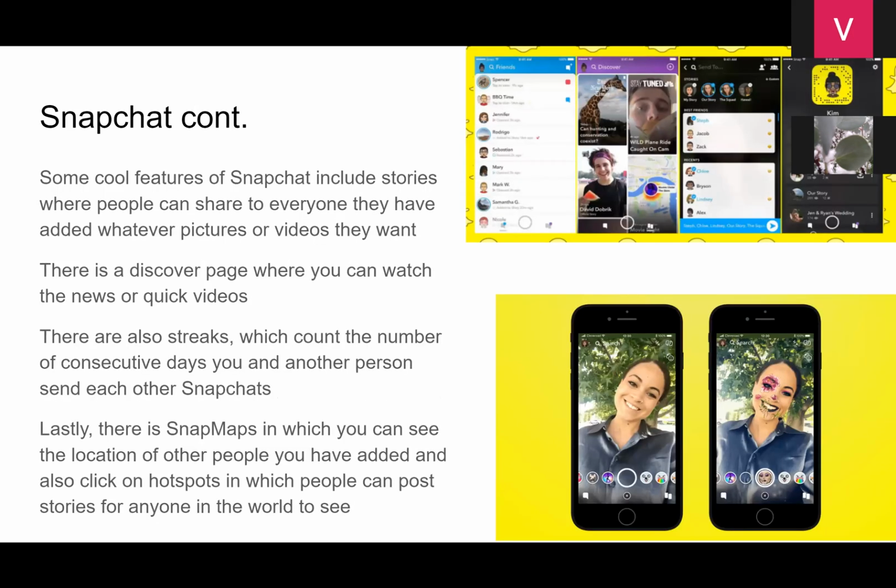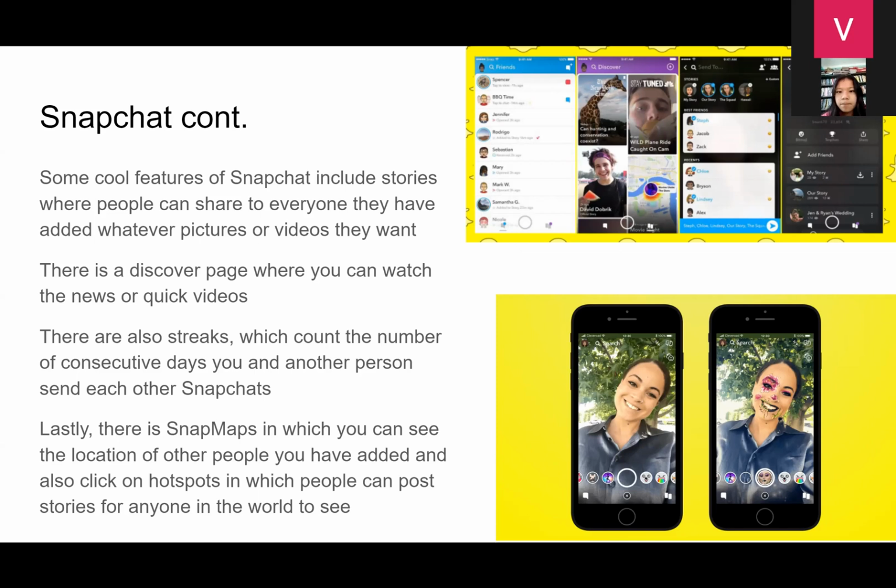Some cool features of Snapchat include stories, where people can share to everyone what they have added to whatever pictures or videos they want. There's also a discover page where you can watch the news or quick videos. And there are also streaks, which count the number of consecutive days you and another person send each other Snapchats. There's also Snap Maps, where you can see the location of other people you have added, and also click on hotspots in which people can post stories for anyone in the world to see.